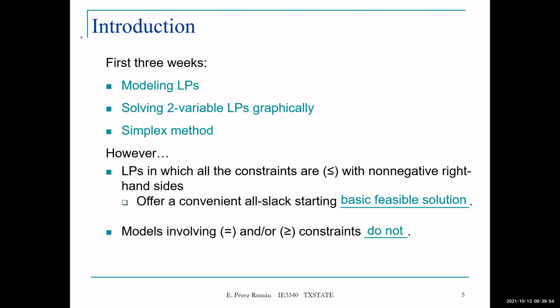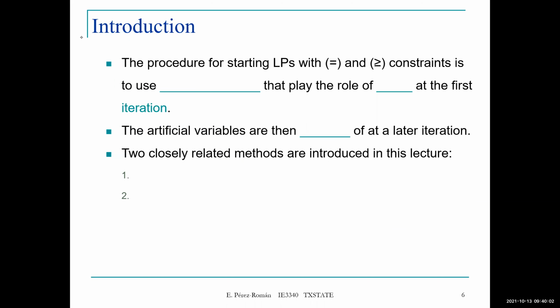So what we want to know is, if you don't have that convenient initial solution, how do we find an initial solution for these problems? The procedure for starting linear programming models with equality and greater or equal to constraints is to use artificial variables that play the role of the slacks at the first iteration. The artificial variables are then disposed of at a later iteration. So we're basically using them just to find that initial solution, and then we're going to discard them at some point.